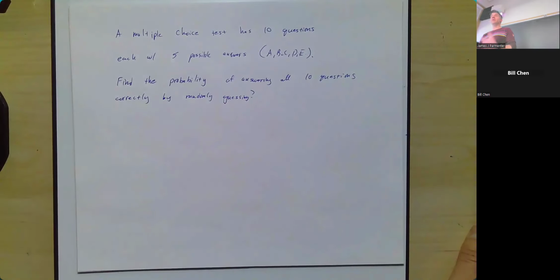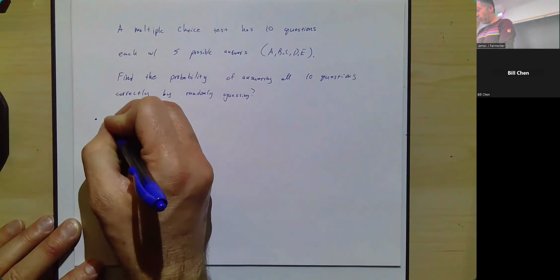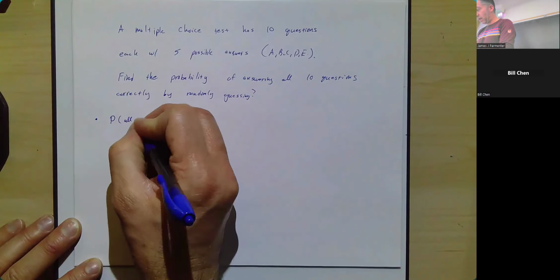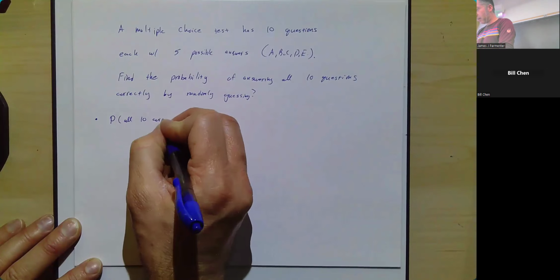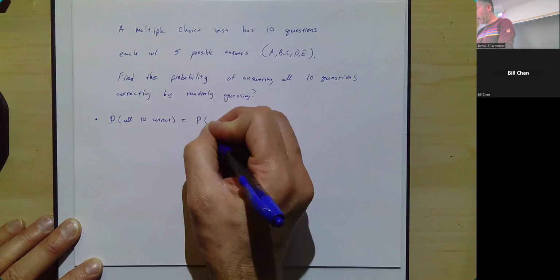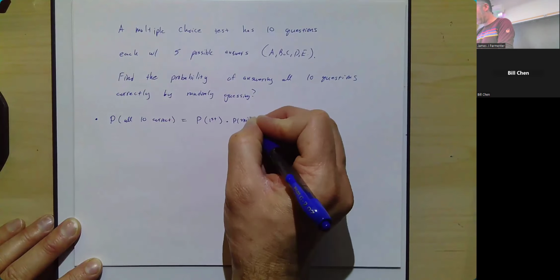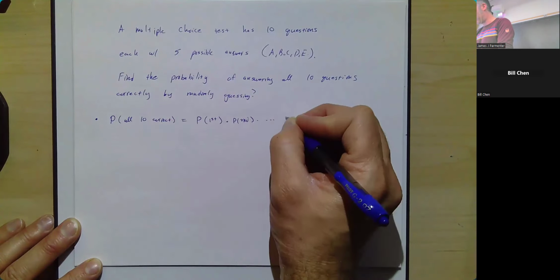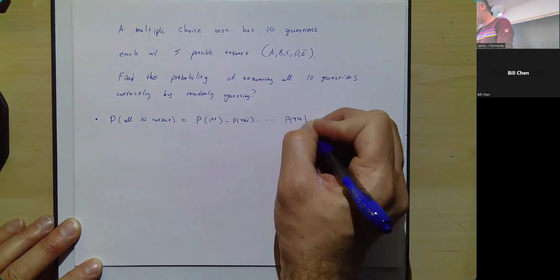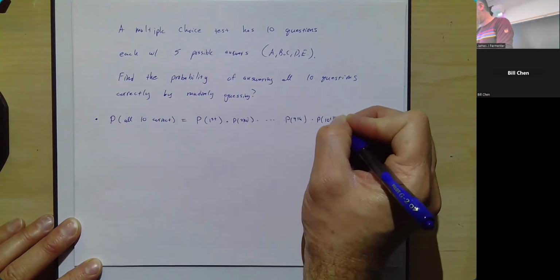So we're going to assume that each guess is independent of each other one, right? Getting the first one right or wrong, it's going to have no effect on whether you get the second one right or wrong, and so on. So the probability of getting all 10 correct is the probability of getting the first one correct times the probability of getting the second one correct times all the way to the probability of getting the 9th one correct times the probability of getting the 10th one correct.